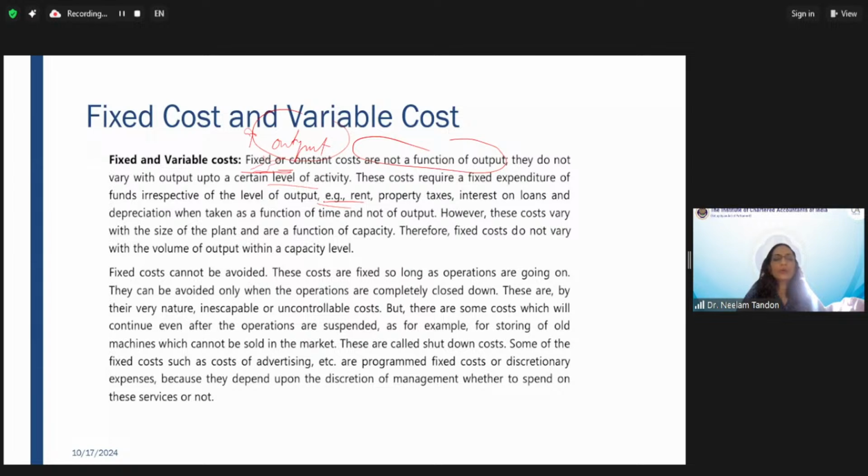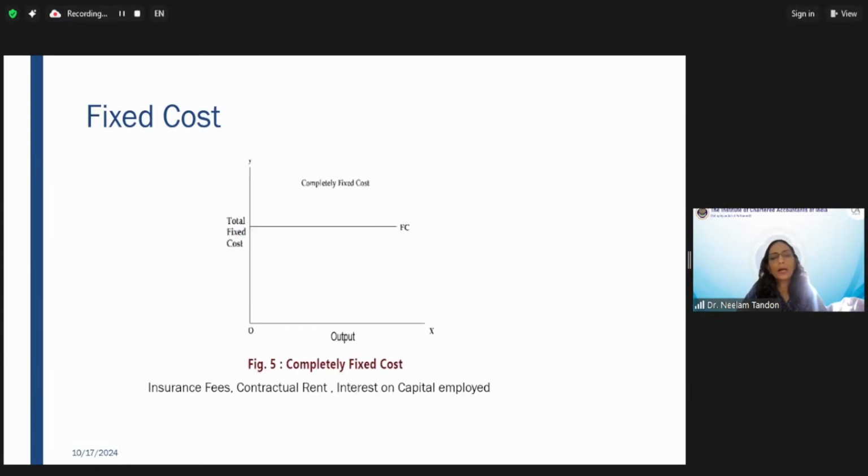And you know that fixed costs vary with the size of the plant and the capacity of the firm. So as the firm becomes larger and larger, then what will happen? जितनी बड़ी firm होगी, उतनी ज़्यादा fixed cost होगी. So the size of the firm decides about fixed cost.